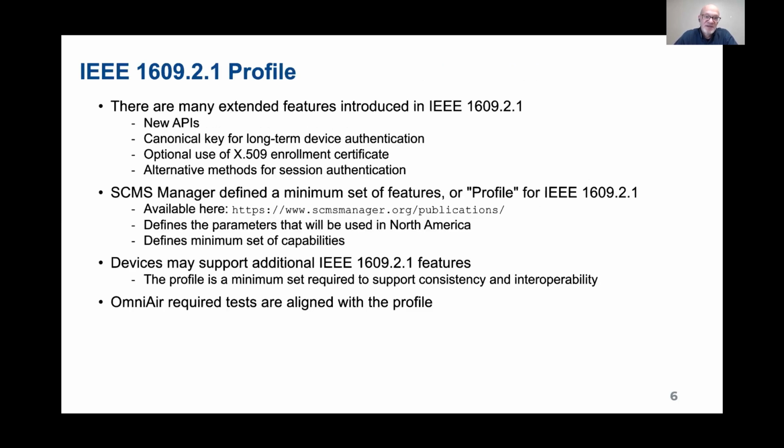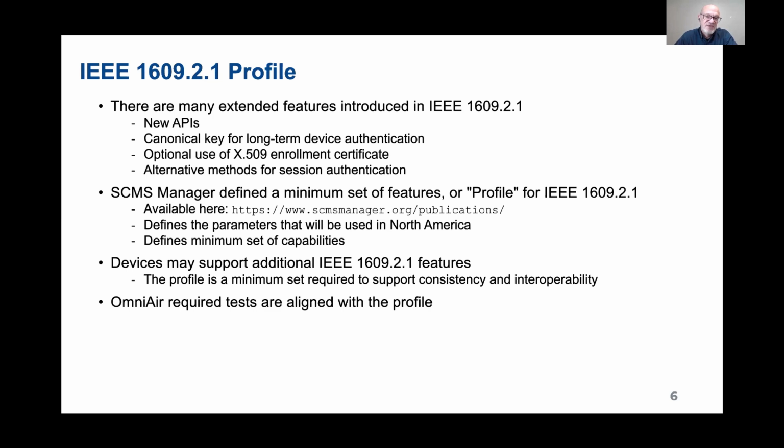I mentioned a profile. So as you likely know, there are many advanced features that are included in the 16.9.2.1 standard. So it does include some new REST APIs, which is helpful, and that's what we'll be using in the testing. It does have a canonical key for long-term device authentication, which will be used. But there's also some things that are optional, like there's the option to use an X.509 enrollment certificate. There's some alternative methods for authenticating between a device and the back office SCMS process.